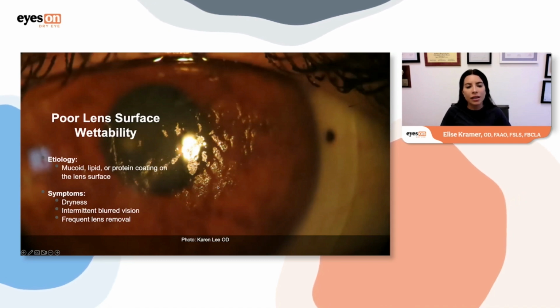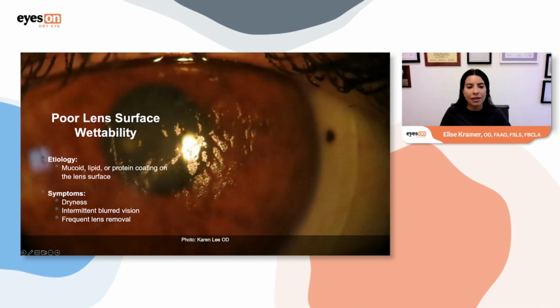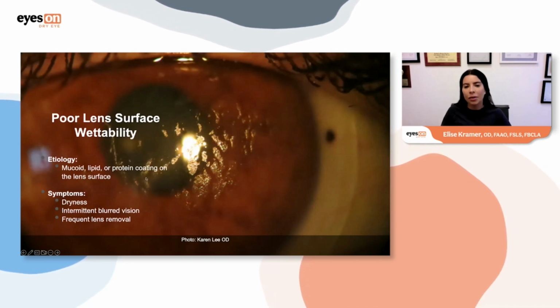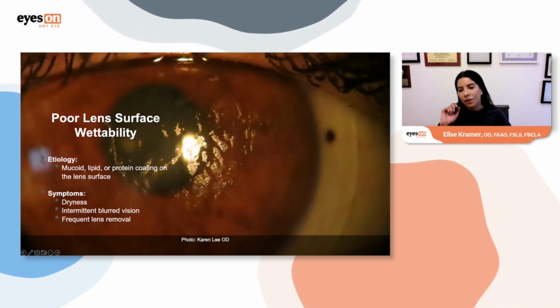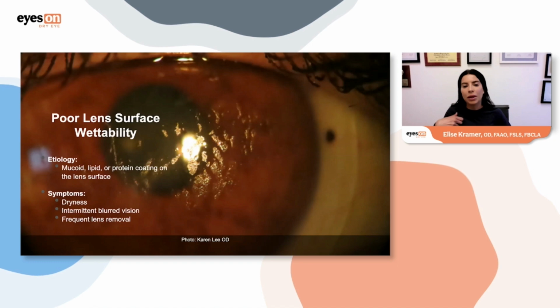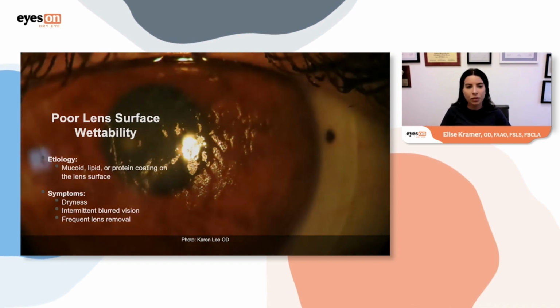In order to address this, you would have to frequently remove the lens, clean it, and put it back on, which can actually exacerbate the production of mucoid, lipid, and protein, which can then worsen things. So the actual act of removing and putting the lens back on is kind of a fishing syndrome, which can just perpetuate the problem.